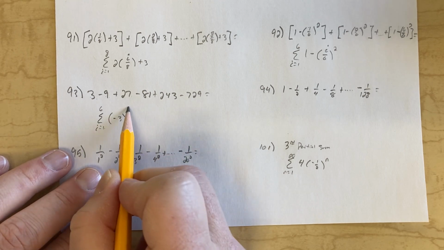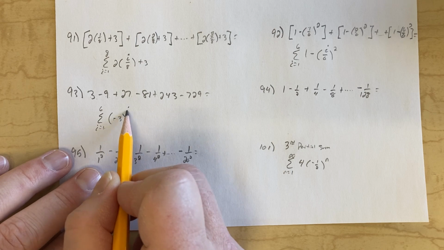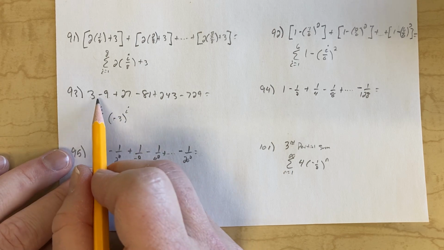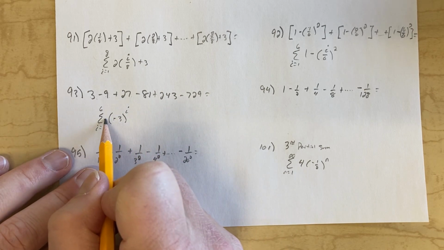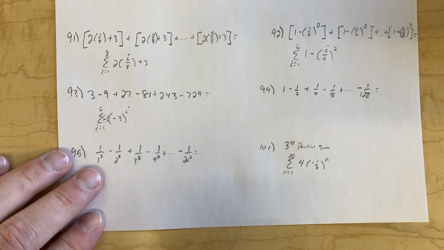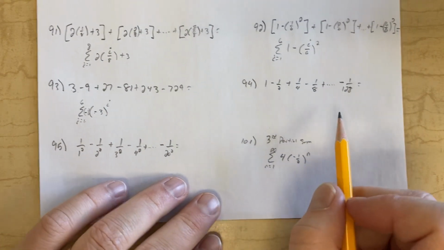So if I put 1 in, I'd get negative 3 to the first. If I put 2 in, I'd get negative 3 to the second, which is positive 9. So those are going to be the terms I want, except I want the opposite of these. So I'm going to multiply by a negative 1 out here. All right, so that'll give me a general term for that right there. That'll get the job done.